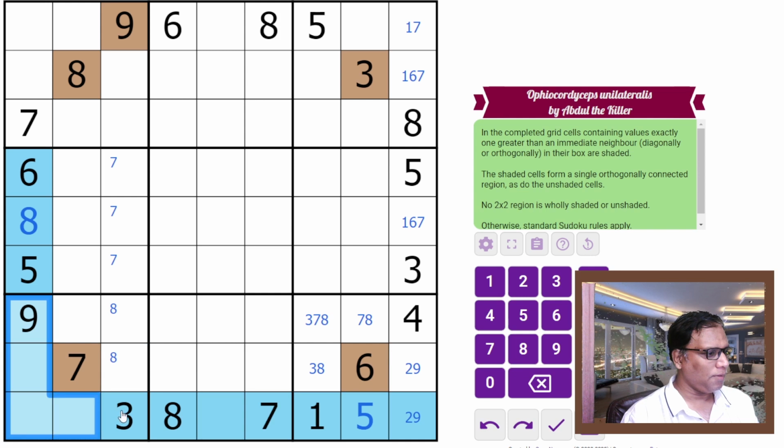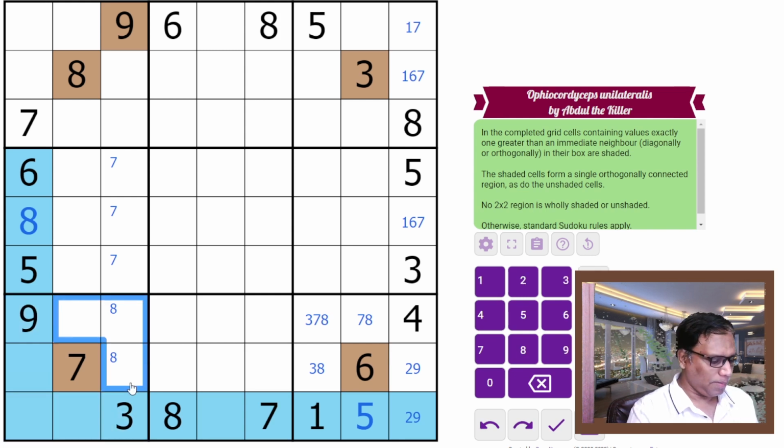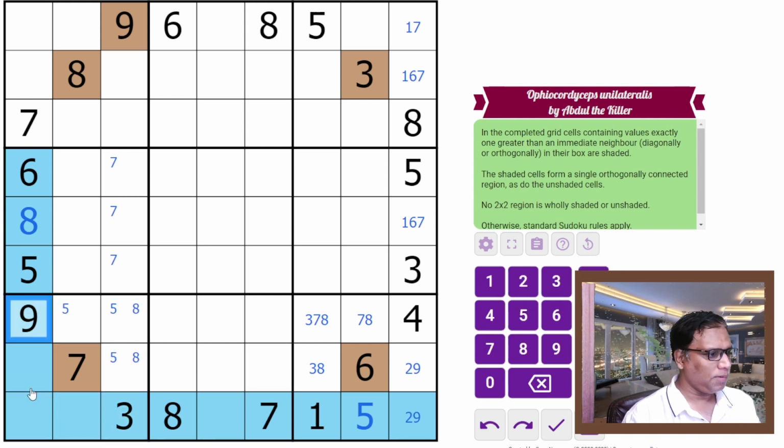5 is not here. 5 is at 3 places. We already got it. 1 is not here. 1 could be here. 1 could be light. In fact, 1 is light. 1 is always going to be light.